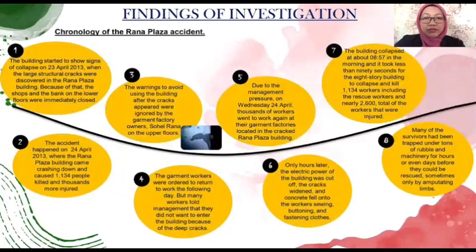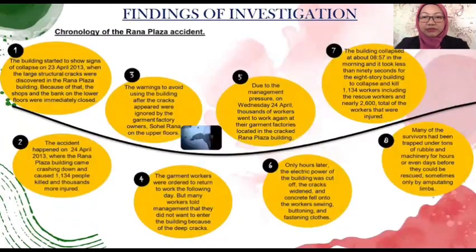Because of that, the shops and the bank on the lower floors were immediately closed. On the next day, 24 April, the Rana Plaza building came crashing down and caused 1,134 people killed and thousands more injured. Actually, the warning to avoid using the building after the cracks appear were ignored by the garment factory owner, Sohail Rana, on the upper floors.